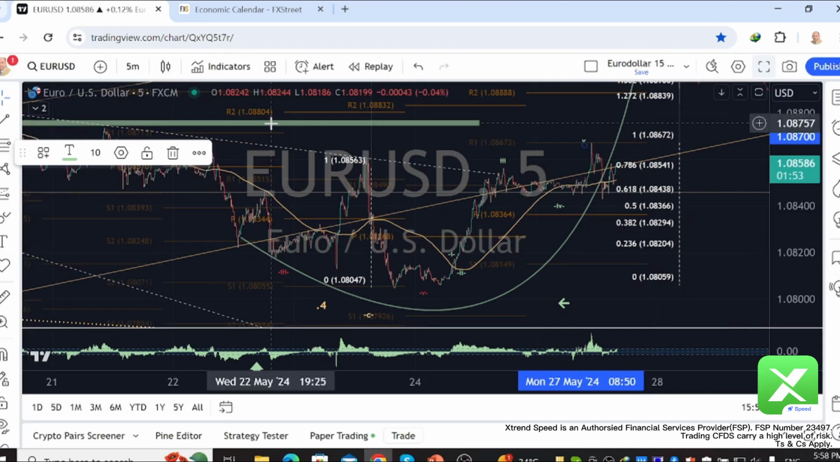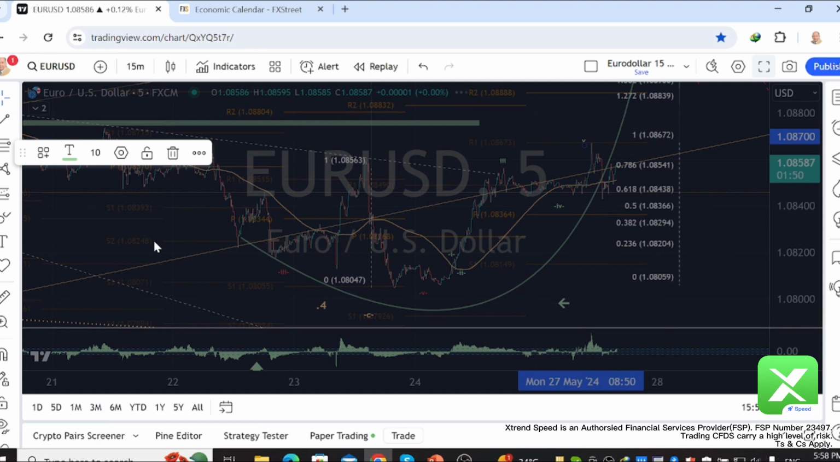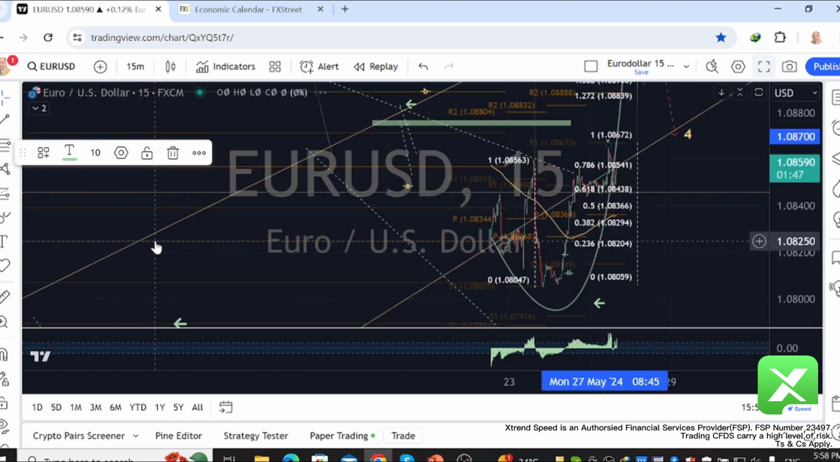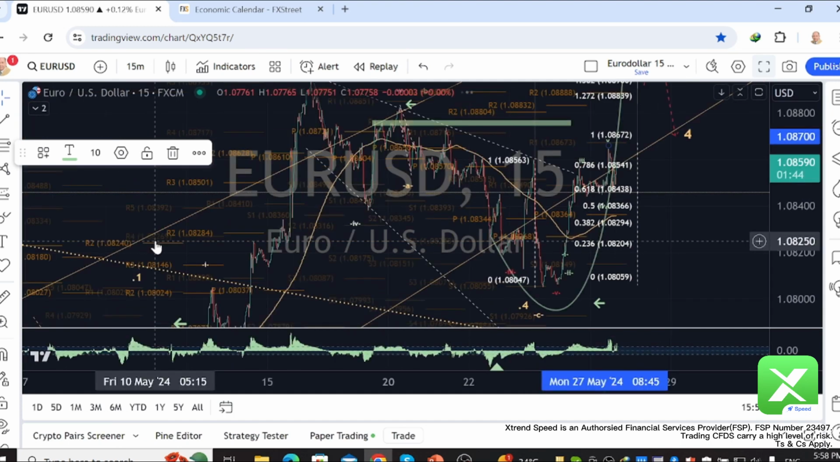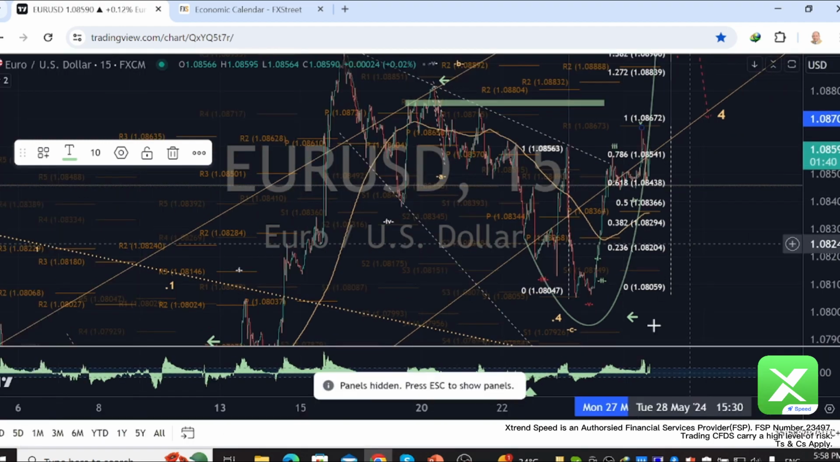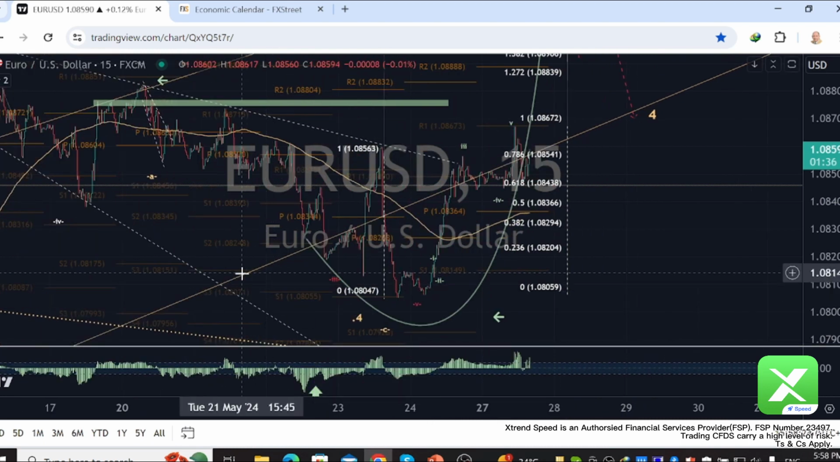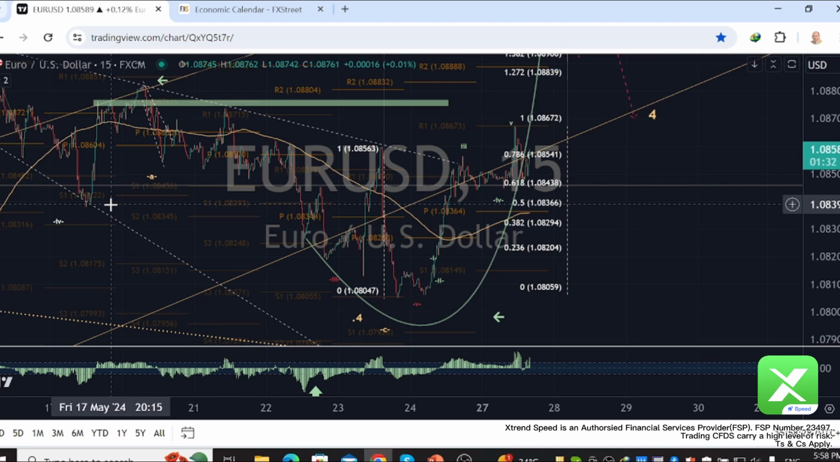Let's take this now to 15 minutes just to check the shoulders. So on this 15-minute chart, you can see that the maximum depth of the shoulder levels is at 1.0839, 1.0840, 1.0839 is showing here. So right now the market is 1.0858.